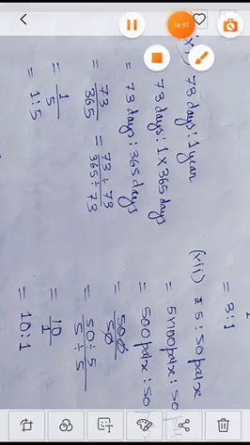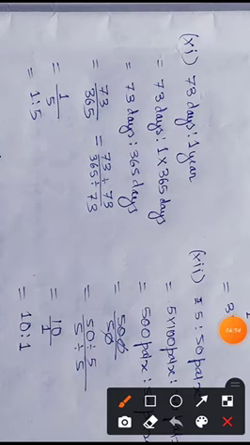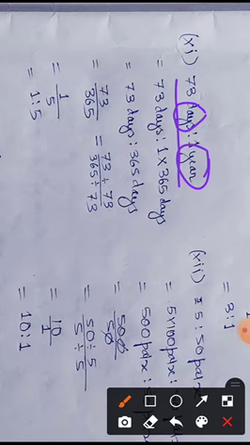In question number 11, we have 73 days, 1 year. Again the units are not the same. So what we will do, 73 days will remain the same, but we will change year into days. You know, in 1 year we have 365 days. So 73 days and 365 days, okay, 73 by 365 days.